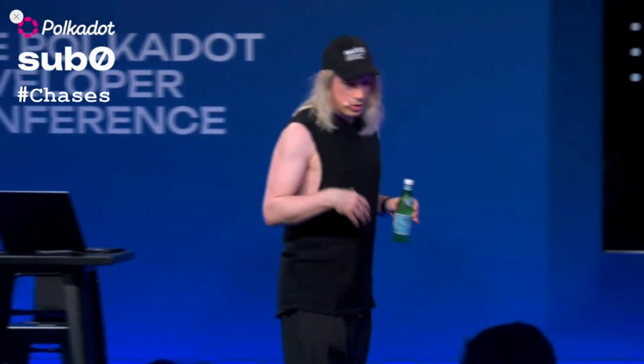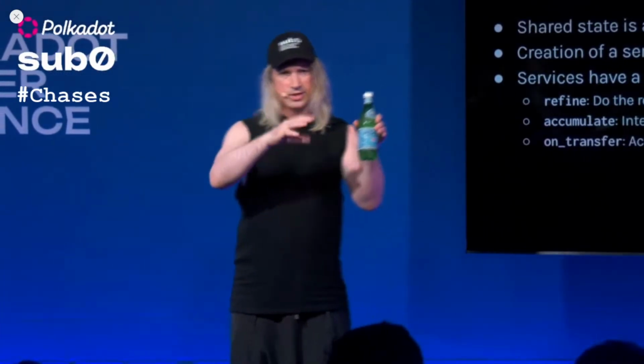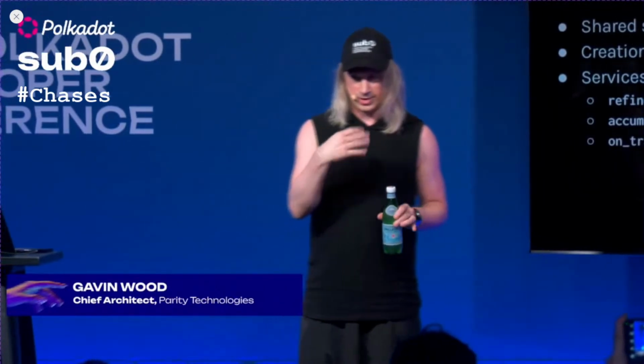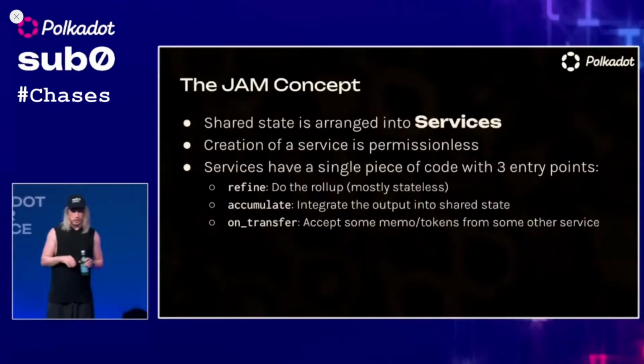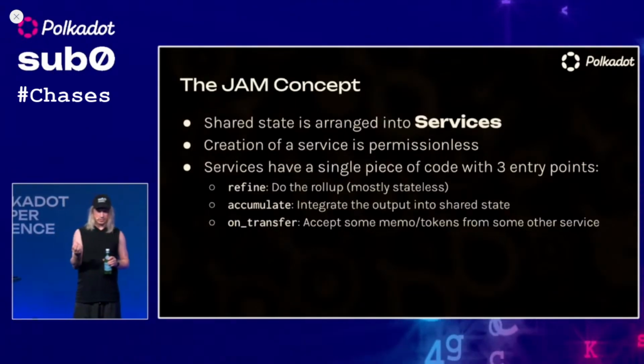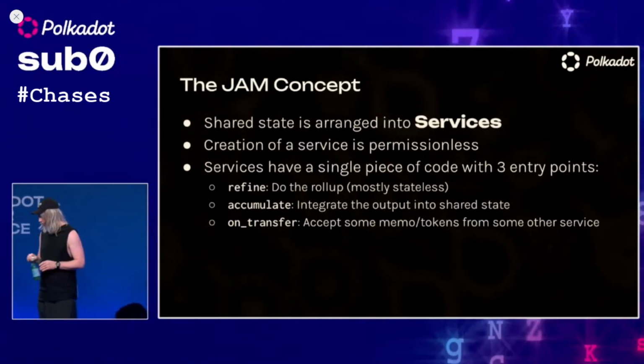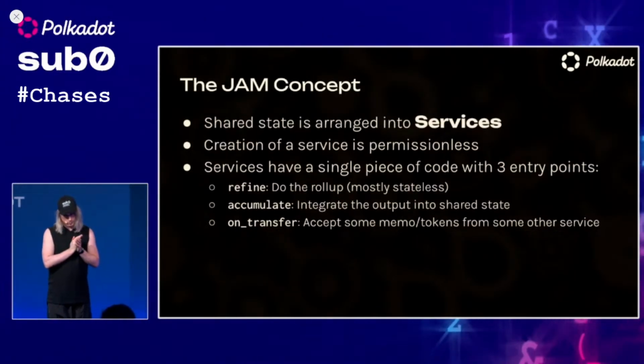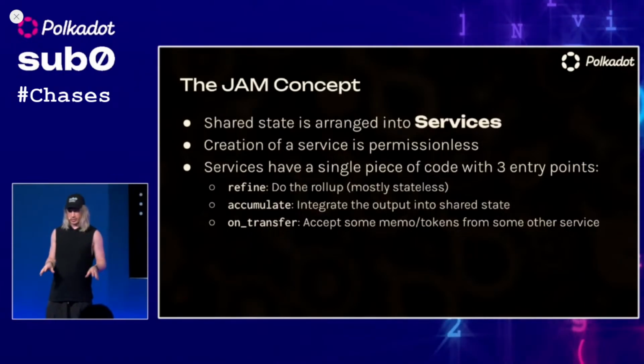In the JAM chain, we arrange the state of the chain into different encapsulated components, a little bit like smart contracts. This is one of the similarities that the JAM chain has to a smart contract chain. We call these encapsulations of state services. We don't call them contracts. There is a good reason for this. Creating a new service is permissionless. Anyone can do it.